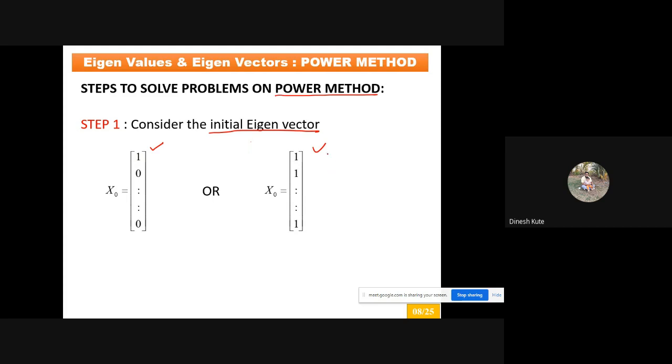But again, the convergence of this power method is totally dependent on this initial eigenvector. Means what? If I change my initial eigenvector, I may get the convergence in the ninth step, or some other student may get convergence in say the sixth step. So just to ensure this, in most of the examples, this initial vector is already given.